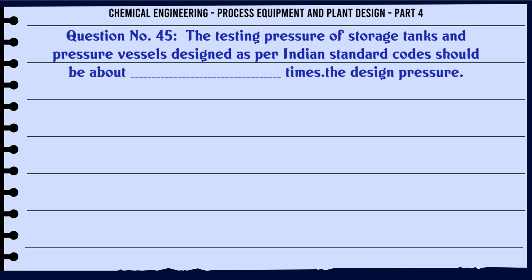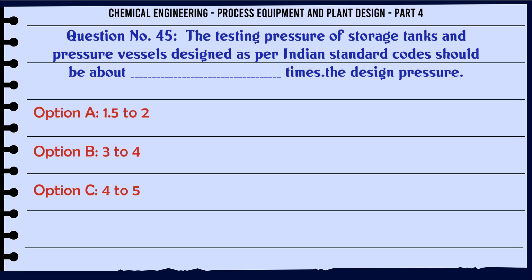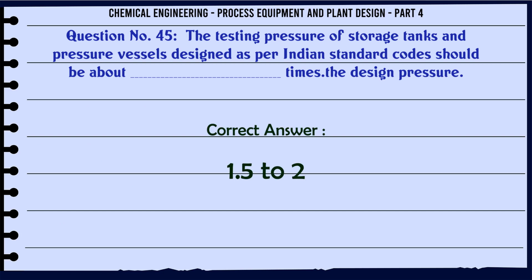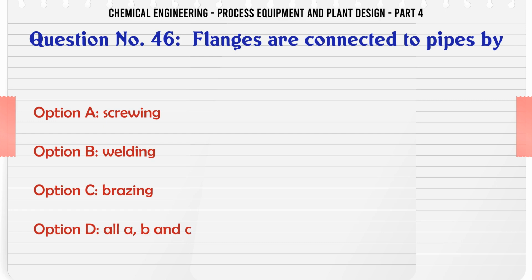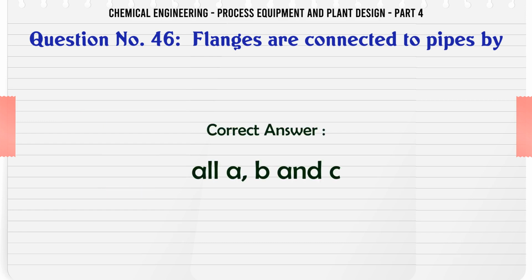The testing pressure of storage tanks and pressure vessels designed as per Indian standard codes should be about times the design pressure. A. 1.5 to 2, b. 3 to 4, c. 4 to 5, d. 5. The correct answer is 1.5 to 2. Flanges are connected to pipes by a. screwing, b. welding, c. brushing, d. all A, B and C. The correct answer is all A, B and C.